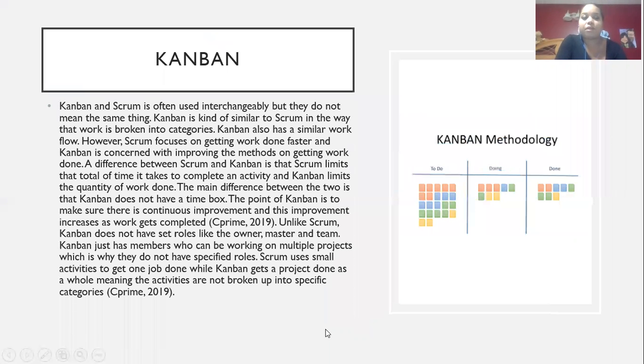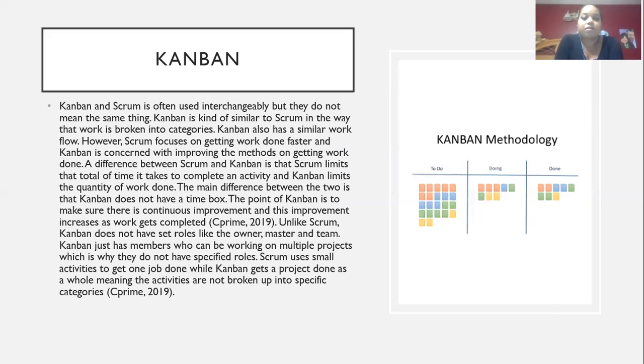My fourth topic is Kanban. Kanban and Scrum are often flip-flopped together. They can often be mistakenly used to mean the same thing, but they don't mean the same thing. Kanban is kind of similar to Scrum in a way, because with Kanban, the methodology can be broken into categories. As you can see in my little diagram, there's a to-do column, a list of doing columns, like what is being done, and then a column for what is done.